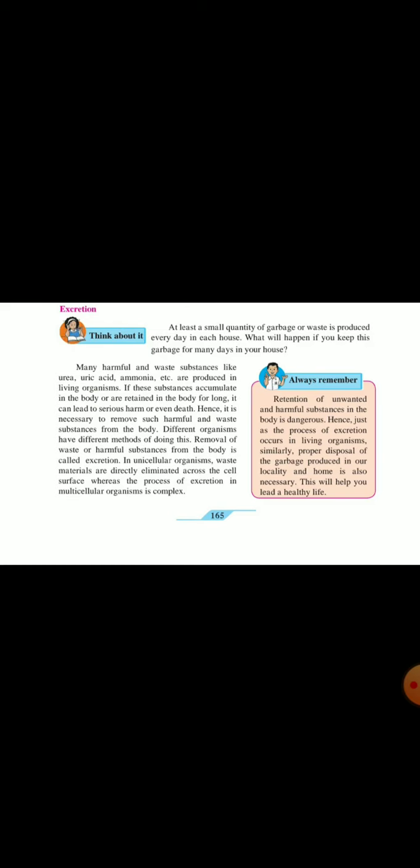Now let us look at the pink box here. Always remember, retention of unwanted and harmful substances in the body is dangerous. Hence, just as the process of excretion occurs in living organisms, similarly, proper disposal of garbage produced in our locality and home is also necessary. This will help you to lead a healthy life. Now, let us see how excretion occurs in plants with the help of a video.